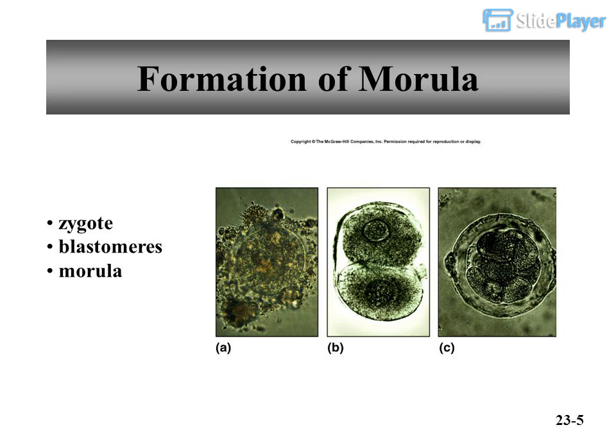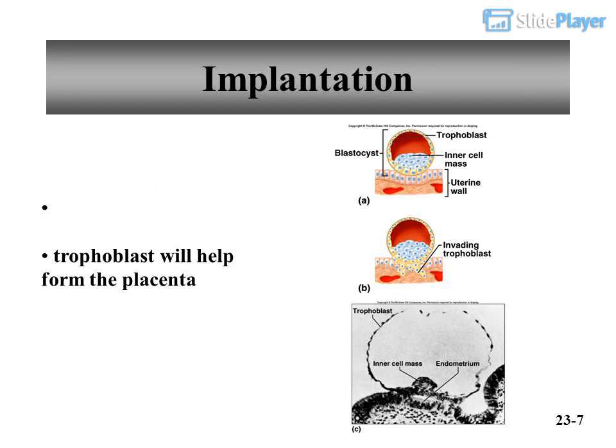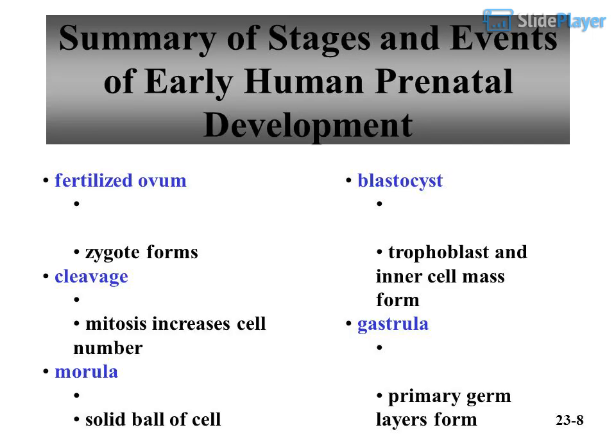23-4. Formation of the morula. Zygote. Blastomeres. Morula. 23-5. Early human development. 23-6. Implantation. The trophoblast will help form the placenta. 23-7. Summary of stages and events of early human prenatal development.